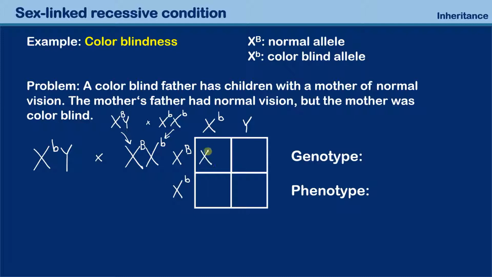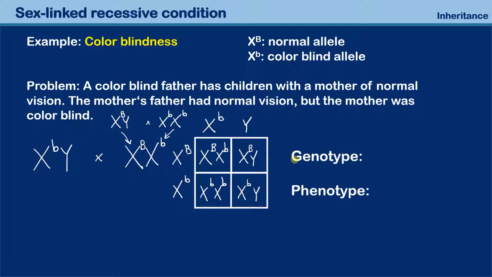We get X capital B, X lowercase b, X lowercase b, X lowercase b, X Y, over here's a capital B, and then X lowercase b, Y. As expected, two girls, two boys. Now what is the genotype ratio?